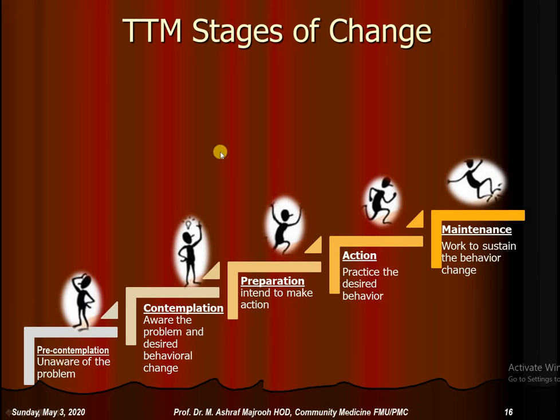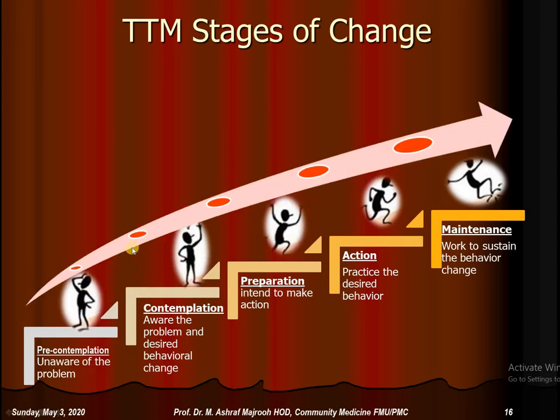So the first stage in TTM is pre-contemplation, where the person is unaware of the problem. In the second phase, the person is aware of the problem and desires behavioral change. Then the third stage is preparation, intending to take action. In action, the person practices the desired behavior, and maintenance works to sustain the behavioral change. So let us see how the interventions are linked and required at each step.